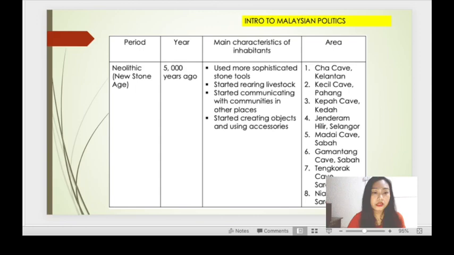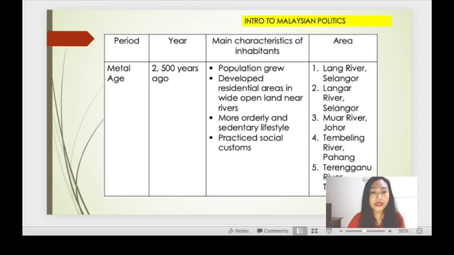And then, last one is Metal Age. So what are the main characteristics? Population grew, developed residential areas in wide open land near rivers. They have a more orderly and sedentary lifestyle, and they practice social customs. So these are the areas: Langat River in Selangor, Muar River in Johor, Tembeling River in Pahang, and also Terengganu River in Terengganu.